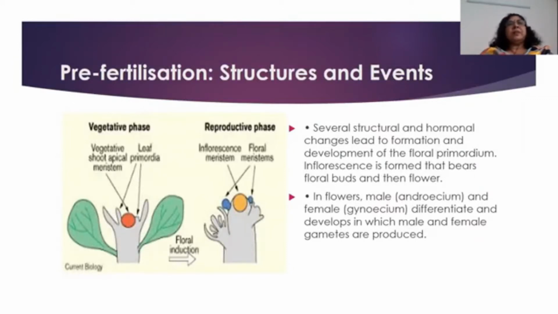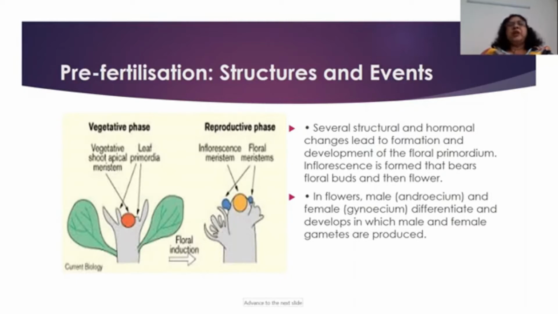structures and events. Now we know that the reproductive part of the plant is a flower. Now, before the flower is developed, several structural and hormonal changes take place and a floral primordia is developed. And then an inflorescence is formed. This inflorescence bears flower buds and then flower. You can see the inflorescence over here. This is the floral meristem.